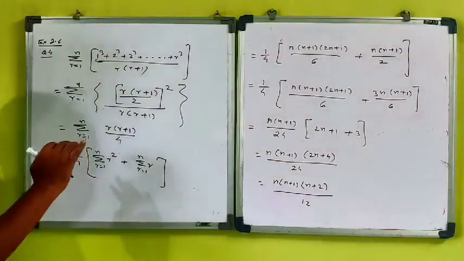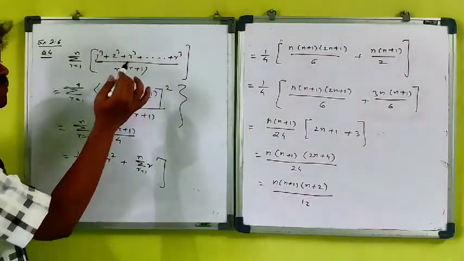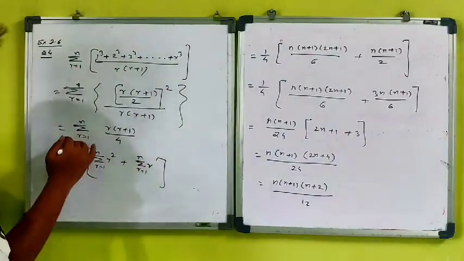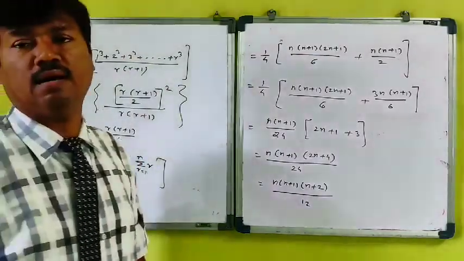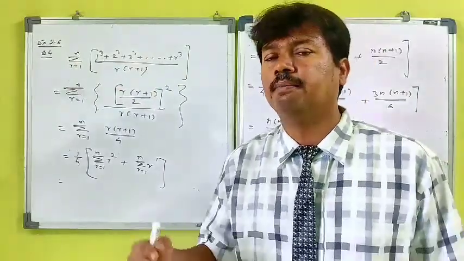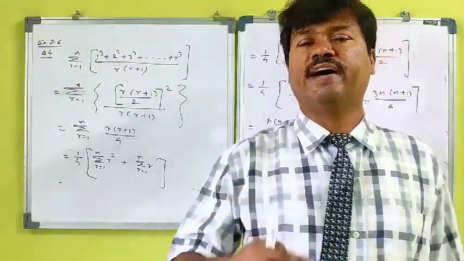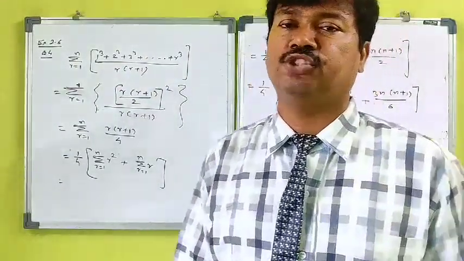So this is very simple. You have to find the summation of this, and then you have to use sigma notation. Sigma notation, sigma means the sum, the sum from r is from 1 to n. That many terms, that summation is there.